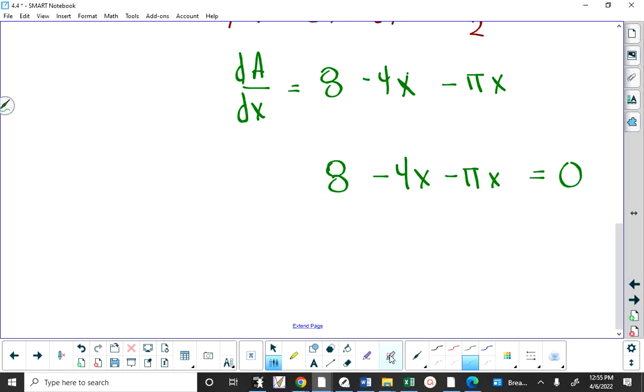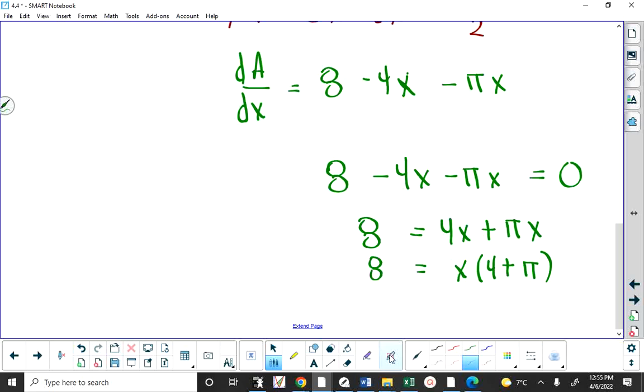So we move all of the terms that have x to one side. And I would probably move the x terms to the right side where they become positive. I can factor out an x and have 4 plus pi. So I'm getting, for a critical value of x, 8 over 4 plus pi.